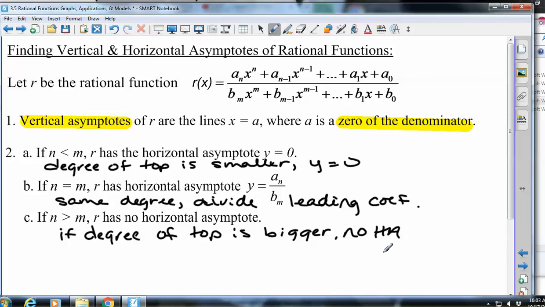Okay, so I haven't talked about oblique yet, and I will in a few minutes, but we're just going to start with vertical and horizontal. Vertical, it's just x equals whatever makes the bottom 0. Horizontal, if the degree of the numerator is smaller than the degree of the denominator, it's always 0. If they have the same degree, you just divide the leading coefficients. And if the degree on top is bigger, then there is no horizontal.